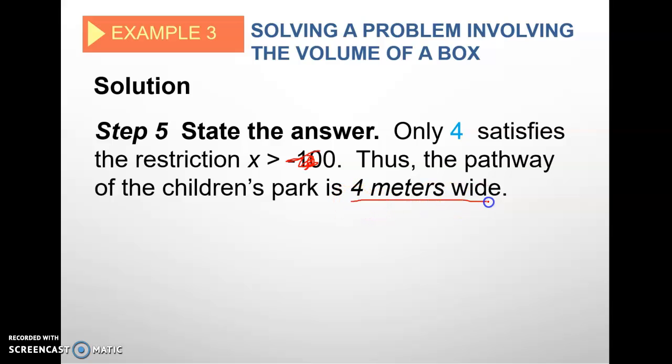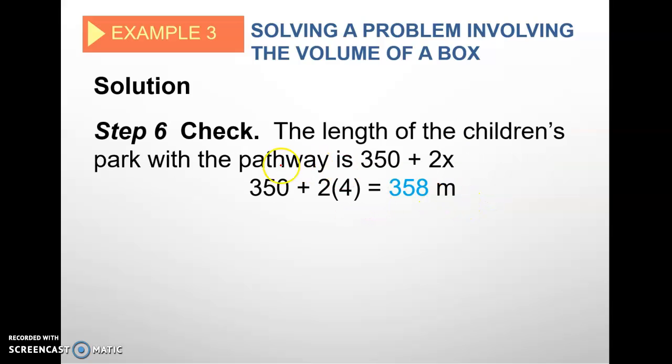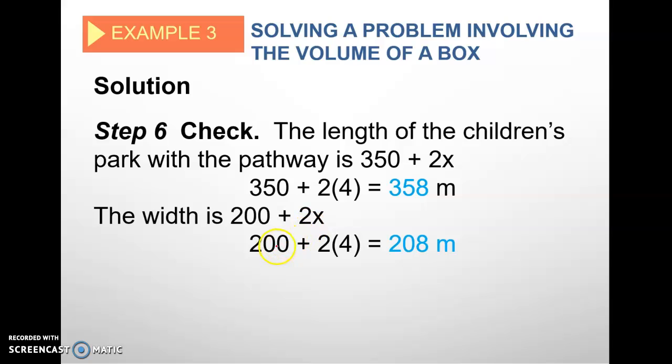Okay, 4 meters wide. Now, to do the checking, the length of the children's park is 350 plus 2x, right? So 350 plus 2 times 4, which is 8. We add them to get 358. So the width is 200 plus 2x. We have 200 plus 2 times 4, which is also 8, 208.